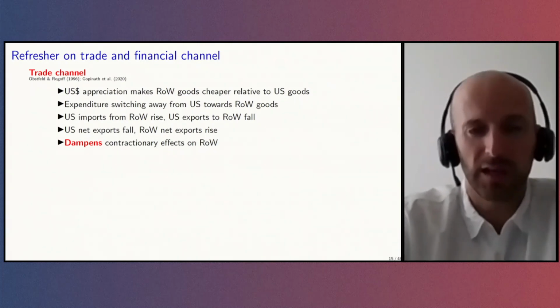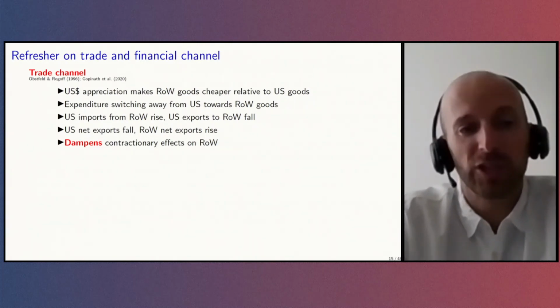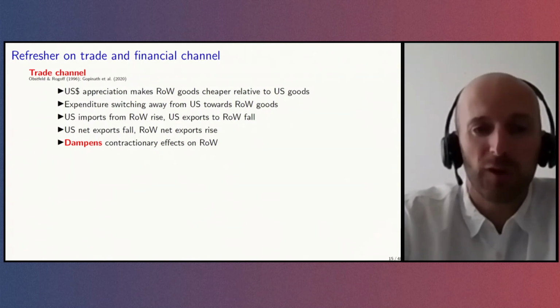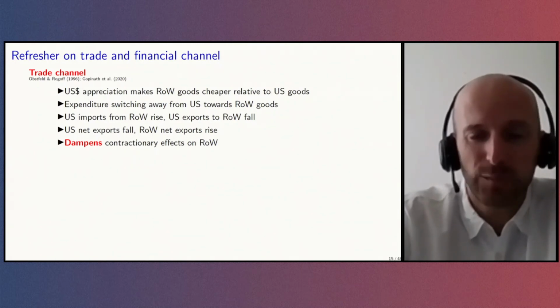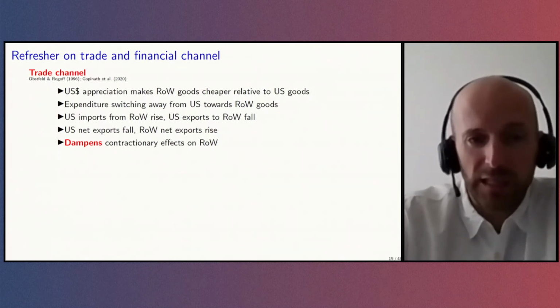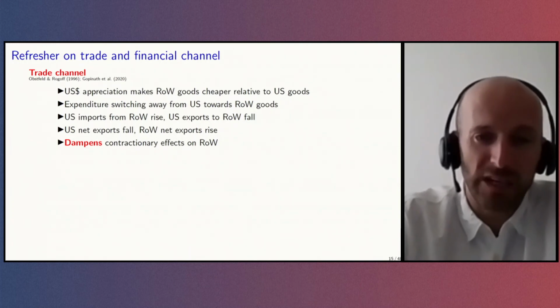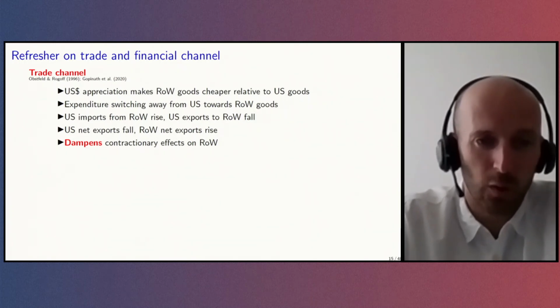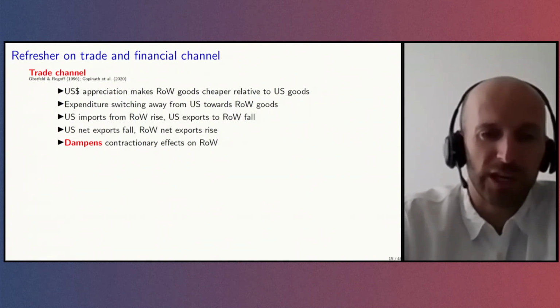In other words, dollar appreciation leads US imports from the rest of the world to rise and US exports to the rest of the world to fall, resulting in a drop in US net exports, and as a mirror image, an increase in rest of the world net exports. And overall, dollar appreciation would dampen the contractionary effects on the rest of the world through the trade channel.